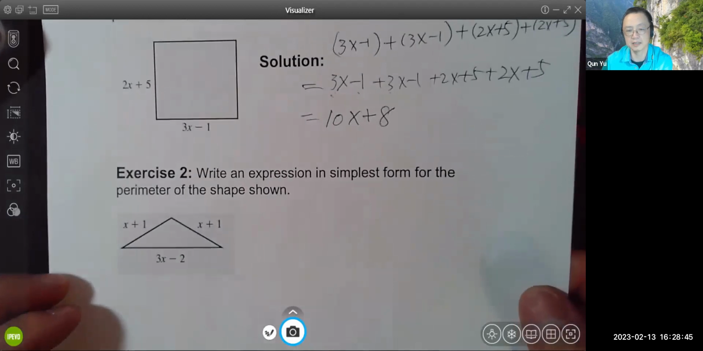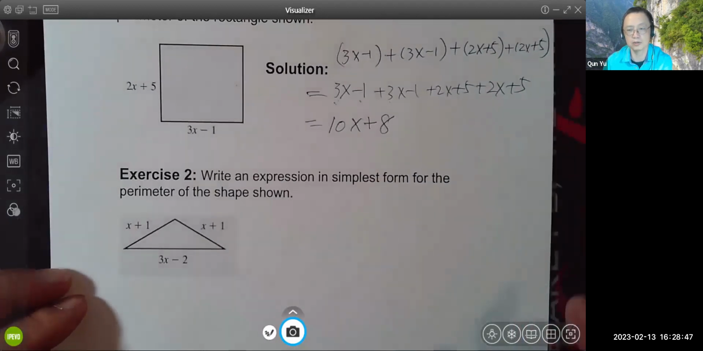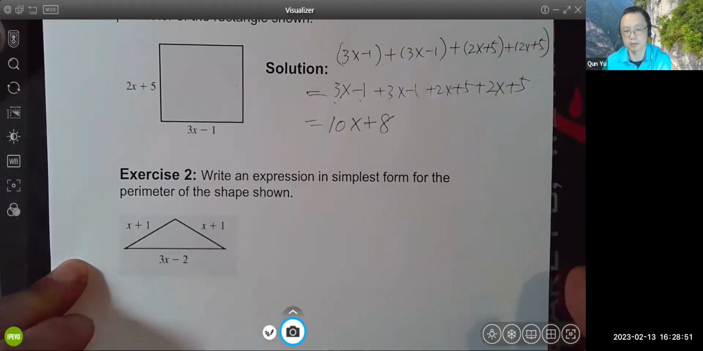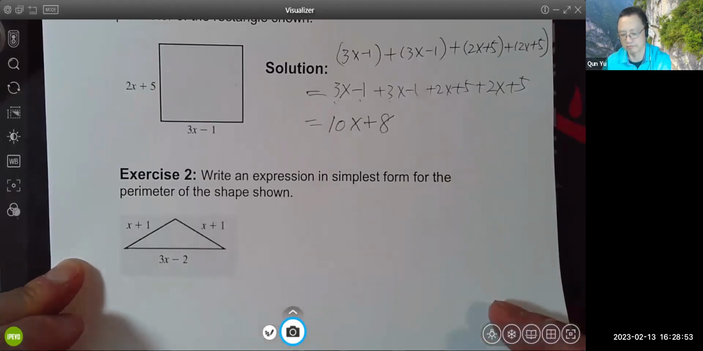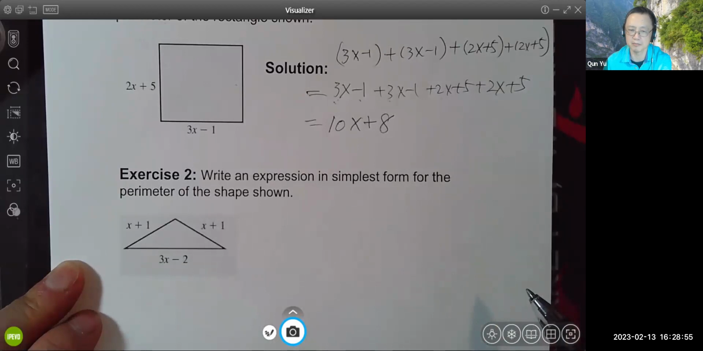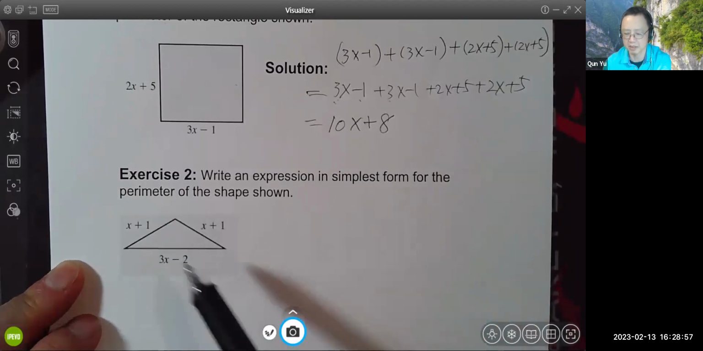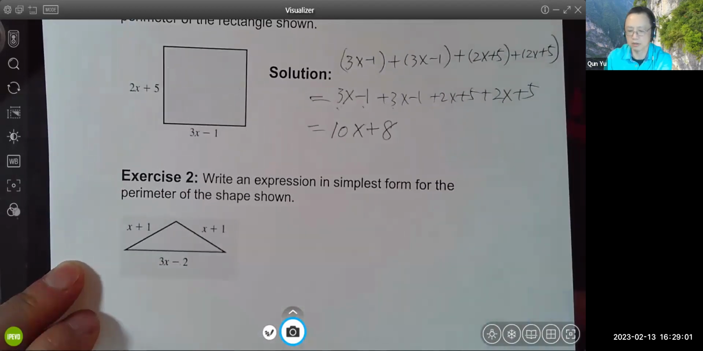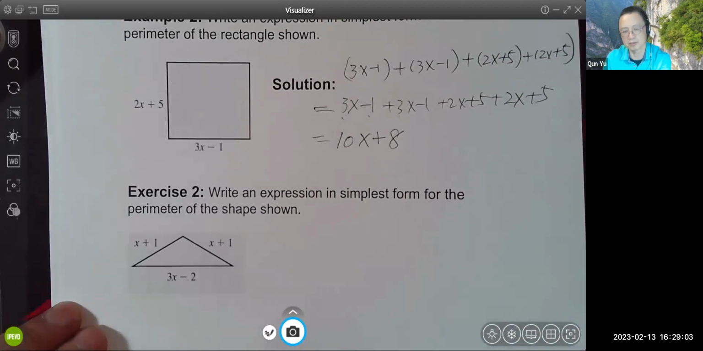Now your second exercise question, you're going to write the simplest form of the perimeter of this triangle. So perimeter, again, is nothing more than total length of a shape. So basically just add these 3 sides together. Be sure to simplify it, combine like terms.